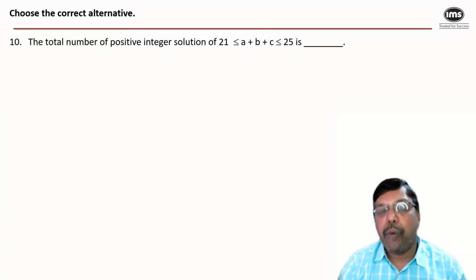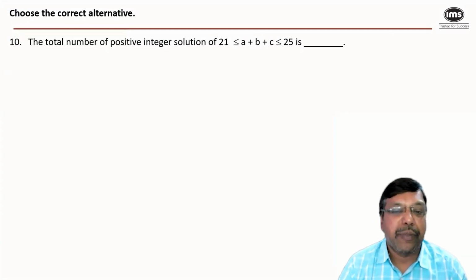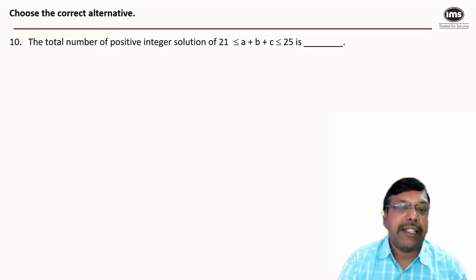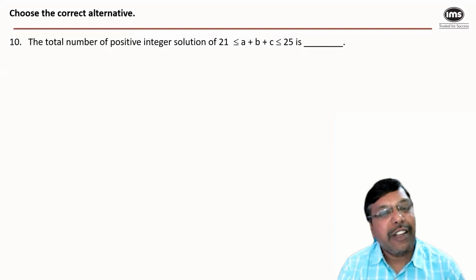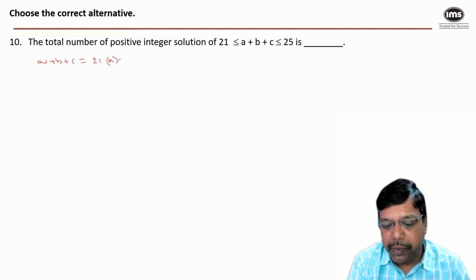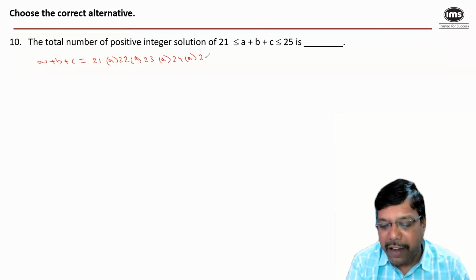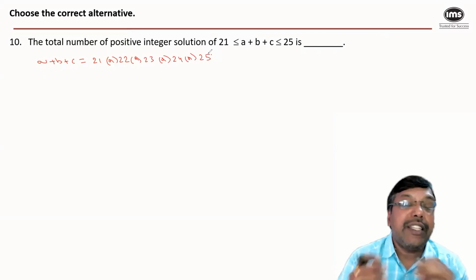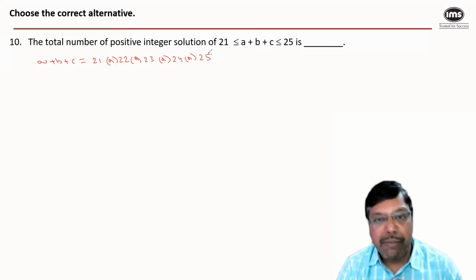The total number of positive integer solutions such that 21 ≤ a + b + c ≤ 25 is. Meaning, I want the sum of a, b, and c to be equal to either 21 or 22 or 23 or 24 or 25. And a, b, c must be positive integers, which means natural numbers.